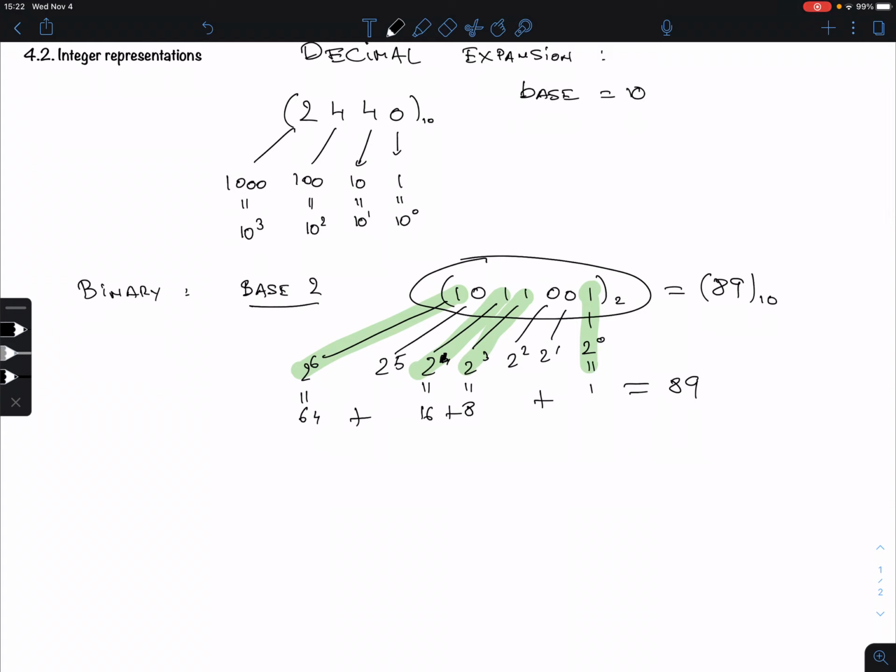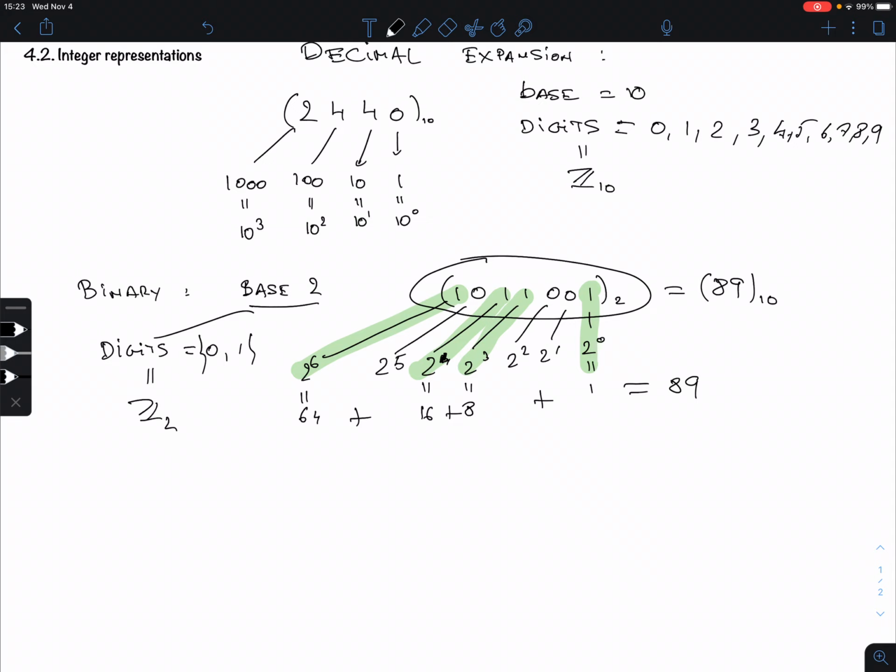Well, we have a base, but there's also something called the digits. What are the digits here? 0, 1, 2, 3, all the way, well, let me write them. It's not that many, right? 8 and 9, not 10. Notice that these digits are exactly what we called Z10. Z10 were the remainders by division by 10, and that is exactly these digits. So what are the digits here? In base 2, the digits are only 0 and 1, which is just Z2.